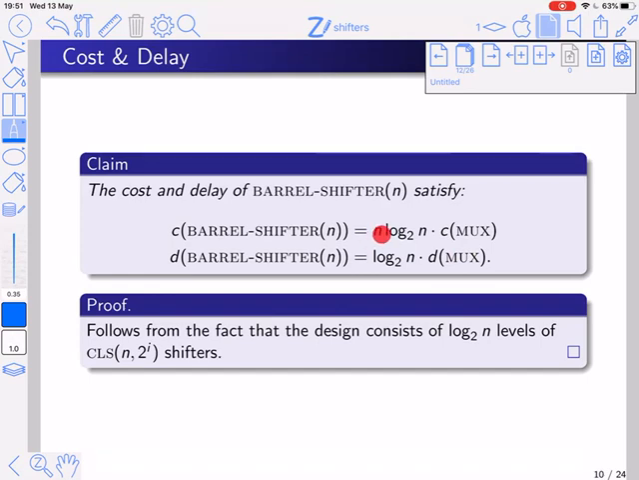Okay, so the cost is n log n. We have a width of n in each stage, the number of stages is log n, and this will be our delay. Good.